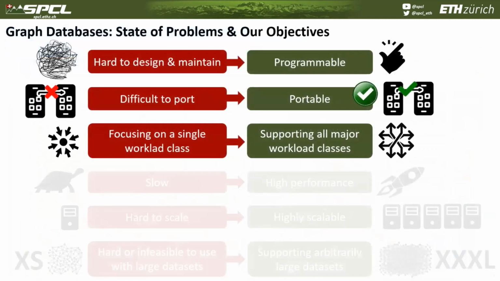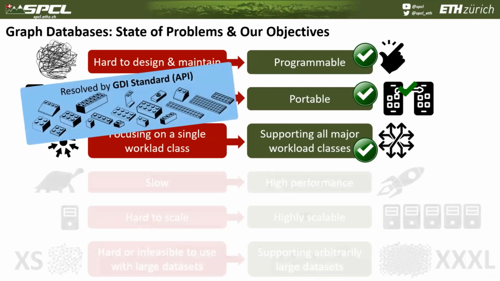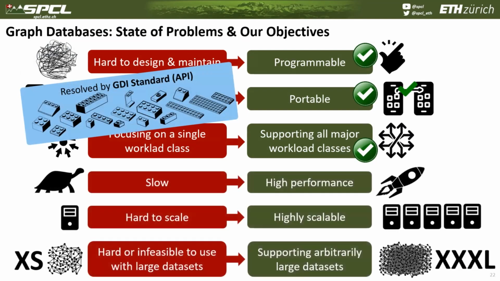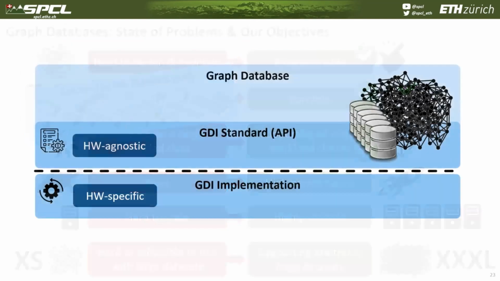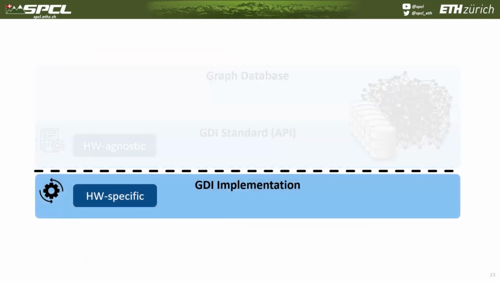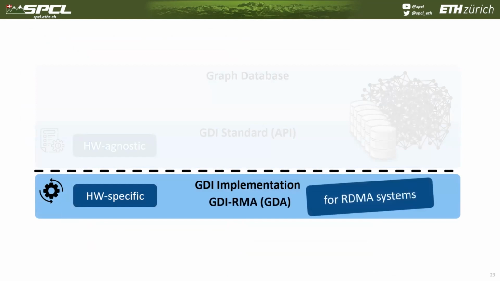So this is how the GDI standard handles both the programmability and the versatility challenges in graph databases. Now let's take a look at the second class of our challenges, the performance-related and scale-related challenges, and how the GDI implementation addresses them. The GDI implementation can be an implementation for a selected class of systems, and we selected RDMA systems.